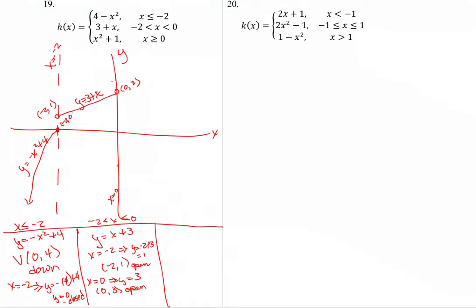Now, at x greater than or equal to 0, I am y equals x squared plus 1. My vertex is (0, 1), and I open up. So I'm at (0, 1), and I'm a closed circle, so this is closed, and I open up. And so this is y equals x squared plus 1. And so that's what my graph should look like.